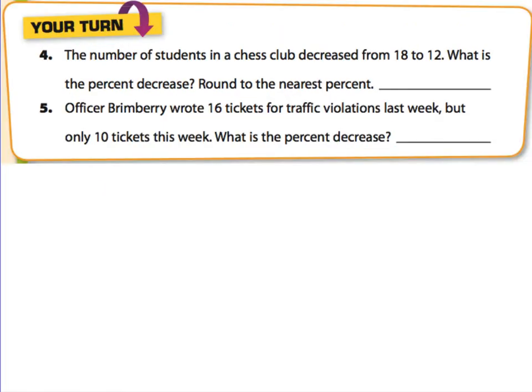All right, so now you have 2 chances to practice here. I'd like you to try one, and then you can come back and check, and then come back and check the other if you'd like. You have students in a chess club that just decreased from 18 to 12. And then you have Officer Brimberry, who wrote 16 traffic tickets, and then only 10. You can try one and then come back and check your answer, or try both and then come back and check.